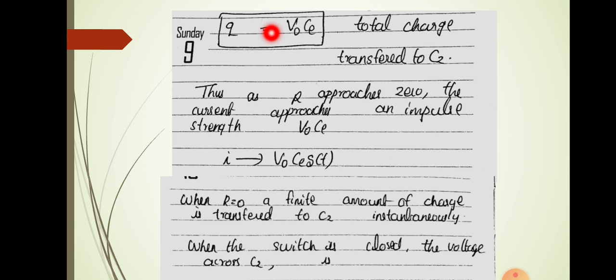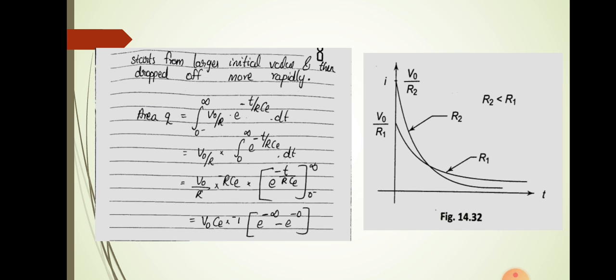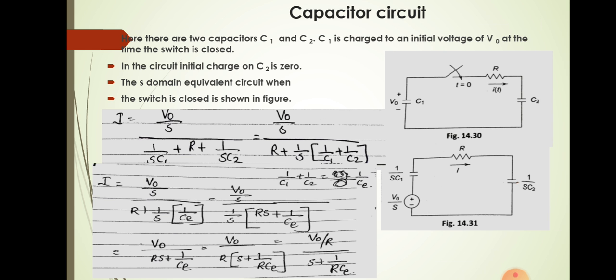That is, Q is equal to V0 into C. That means you can find that the area under the curve gives the charge. That means V0 into C is the charge. So when the switch is closed, you can see that initially there was a charge.